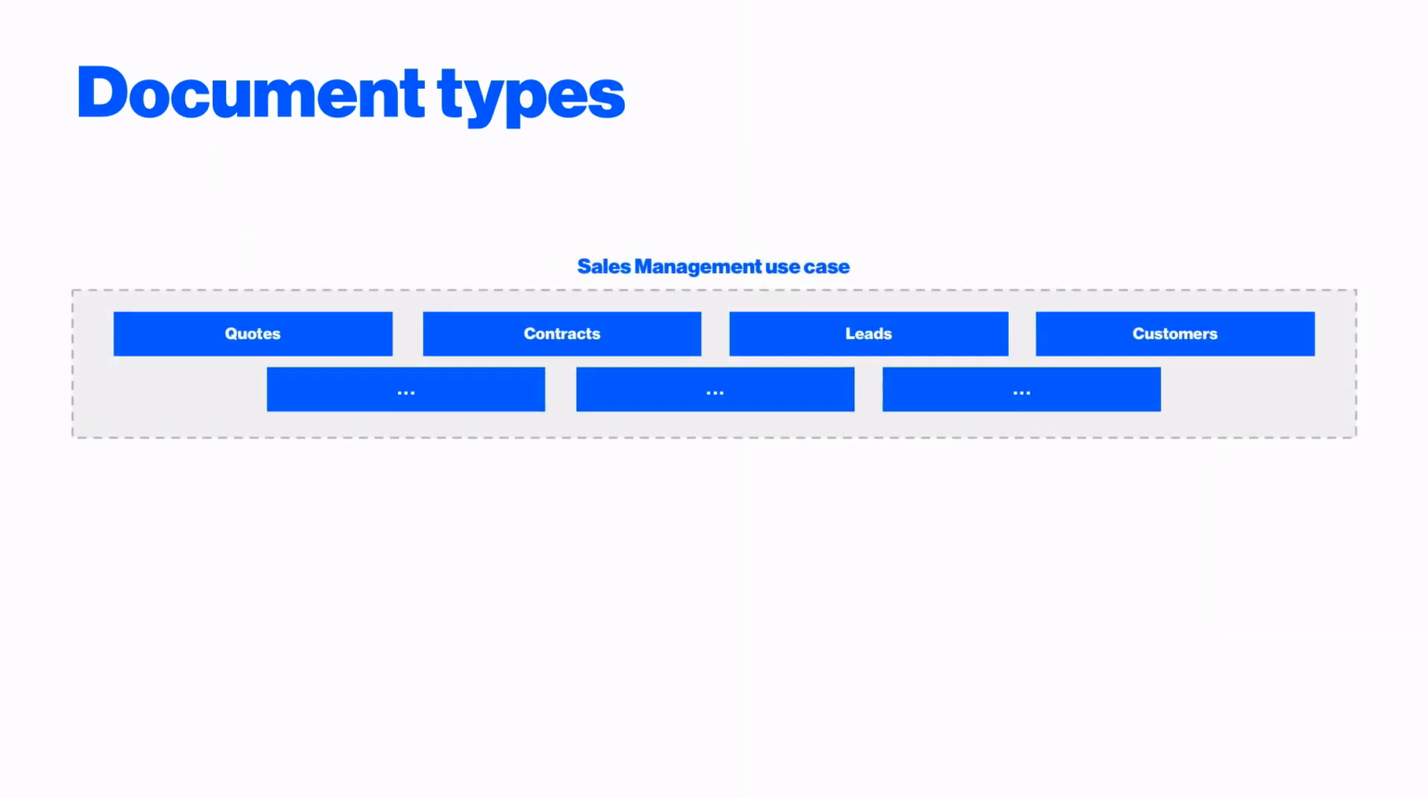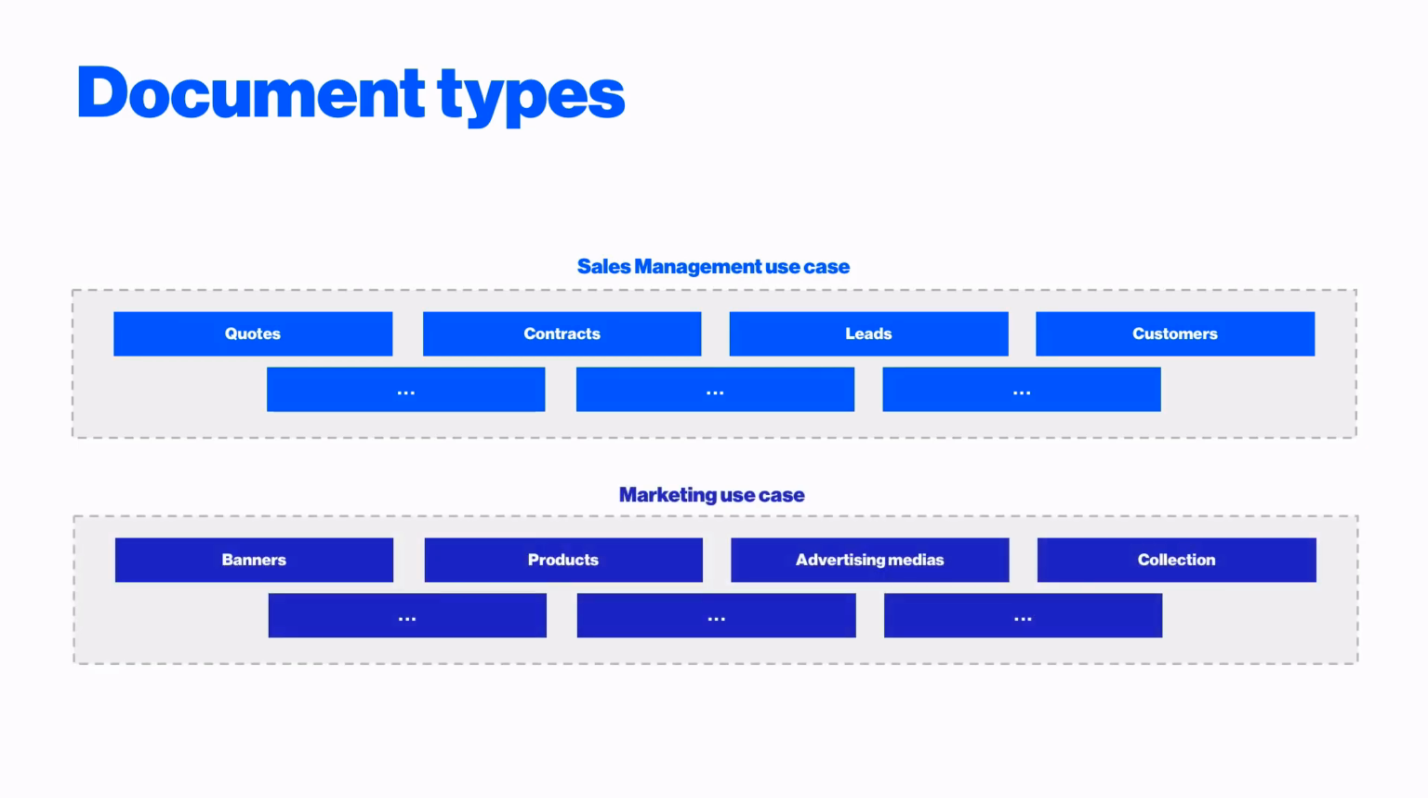Document types can be very different from one application to another. For instance, in a sales management application, document types could be quotes, contracts, and customers, whereas a marketing platform could manage advertising media, products, etc.